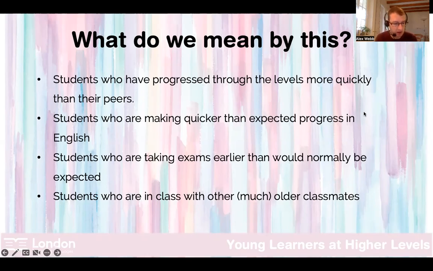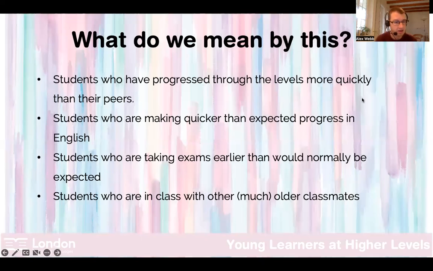They're getting through the levels much more quickly than would normally be expected for students of their age. And this means that these students are often taking exams earlier than would normally be expected. We're starting to see 11, 12-year-olds sometimes taking the B2 exam, for example, or 13, 14-year-olds taking a C1 exam. And we're seeing students aged 15 and 16 in C2 classes preparing for a proficiency exam.